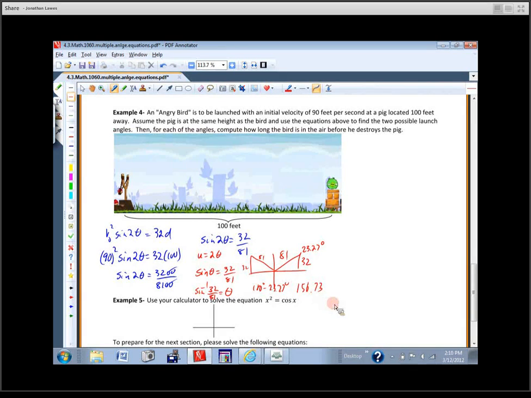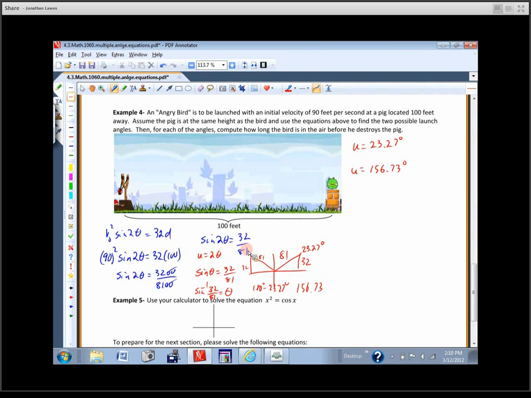Now I could say that each one of those repeats every 360 degrees, but that's going to put it way outside the range that we want. So we're going to do these two answers: u equals 23.27 degrees and u equals 156.73. Now, are those the answers to the problem? No, for two reasons. This one looks like a reasonable answer, but there's no way this one is because it's pointing off the other way. We'd be launching the bird backward at that point.